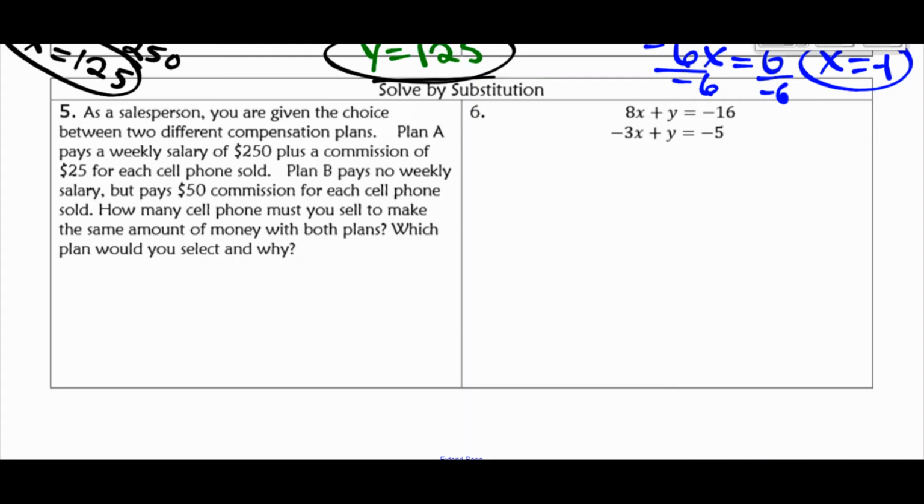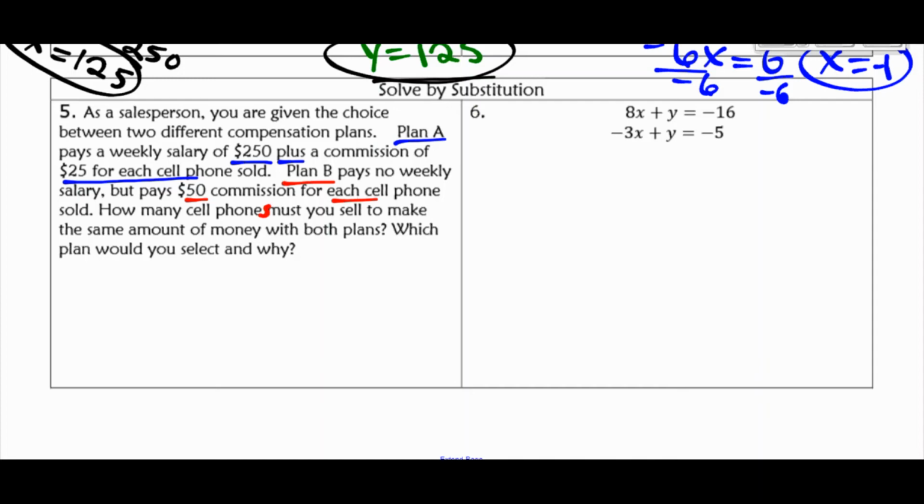Plan A pays a weekly salary of $250 plus a commission of $25 for each cell phone sold. Plan B pays no weekly salary, but it pays $50 for each cell phone sold. How many cell phones must you sell to make the same amount of money with both plans?